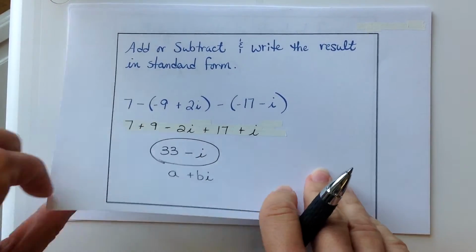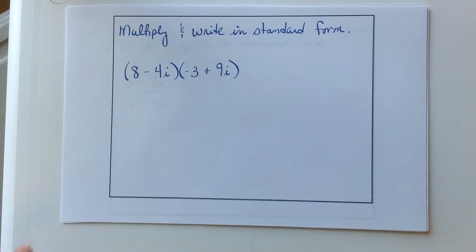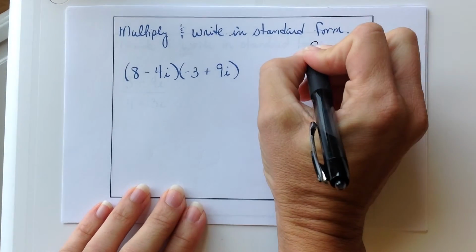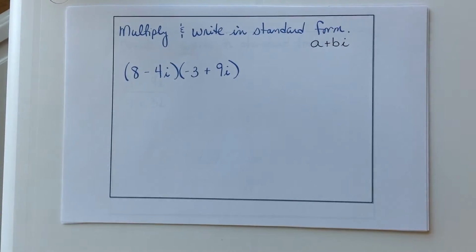Okay, next we're going to look at a multiplying problem, and again you notice it says write your answer in standard form. So again, when we're finished, we want it to look like a plus bi. Now going back again, I keep comparing these to polynomials, but any time in the past you've seen two parentheses side by side like this, you've used your FOIL method. That's exactly what you're going to do here. Okay, so let's start FOILing this out.